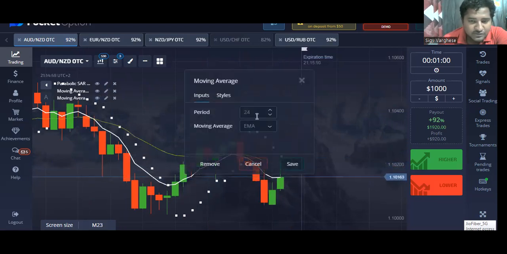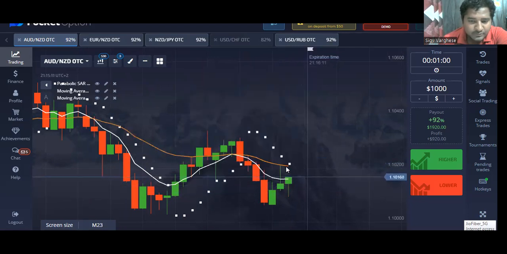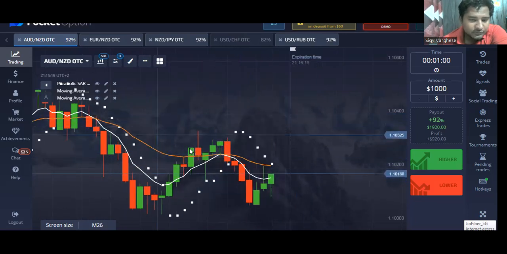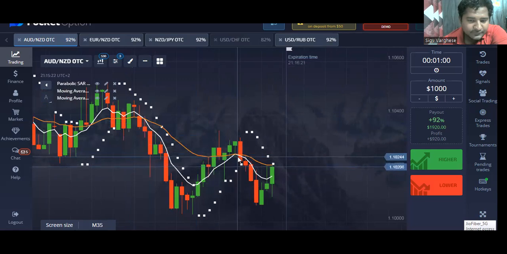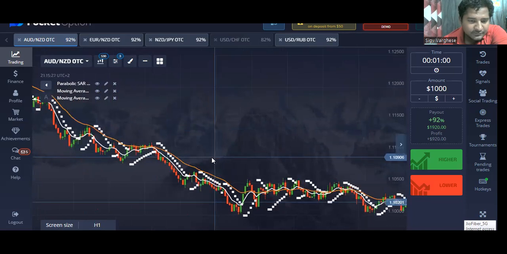And the second moving average is 24, and the EMA style should be a color which can be easily distinguished. Okay, that would be fine. Or else you can use this one also, but 2px would make it much simpler. As you can see, whenever it crosses them, it gives a better result. The crossing should not be like this. A perfect cross is when this happens.